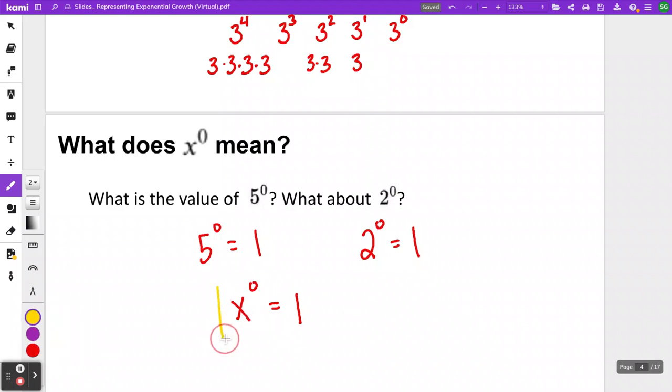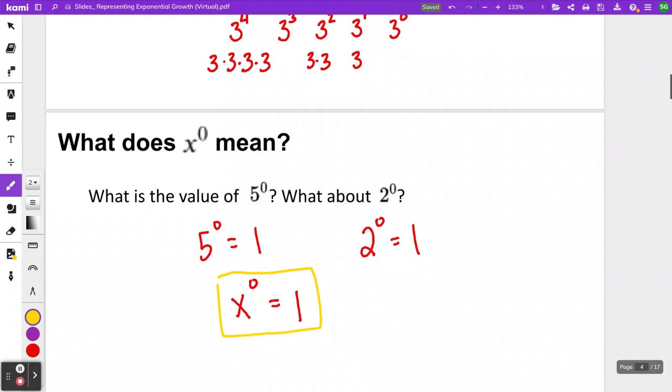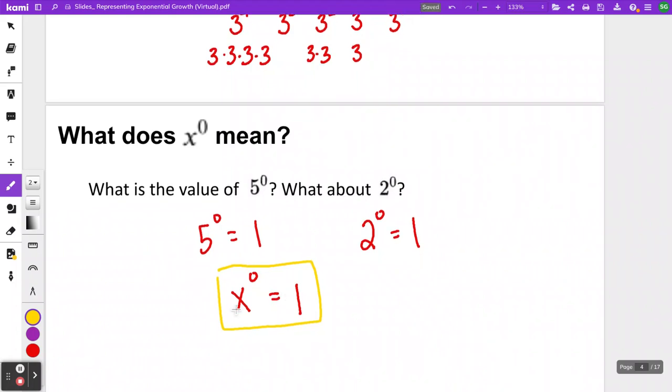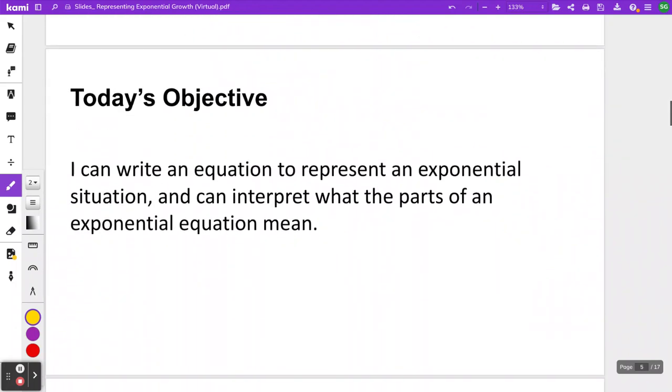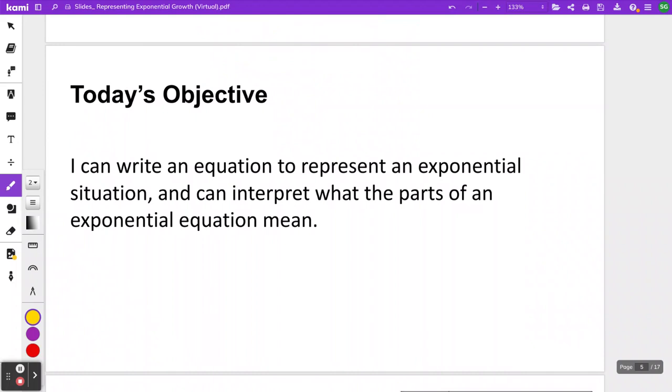The reason we start with this warm-up is because we're going to do some math in this lesson that involves having an exponent of 0 or having something to the 0 power. And it's going to be important that we know that anything to the 0 power equals 1. So I would include that in my notes because it's going to come back up later on. The goal of this lesson, like we said, it's called Representing Exponential Growth. The focus here is going to be on writing an equation to represent an exponential situation, and we want to be able to interpret what the parts of an exponential equation mean.